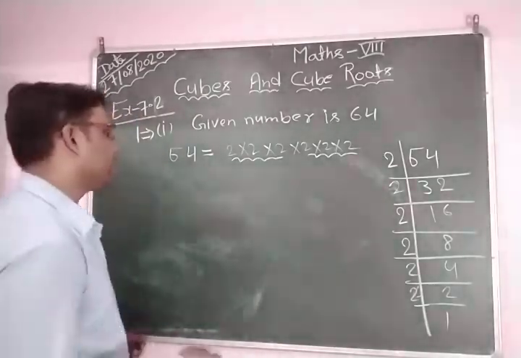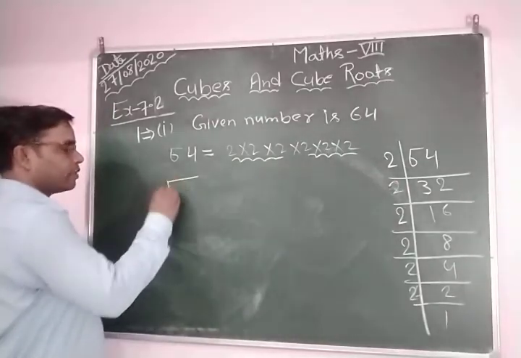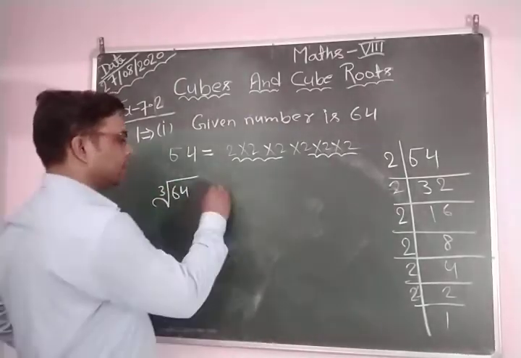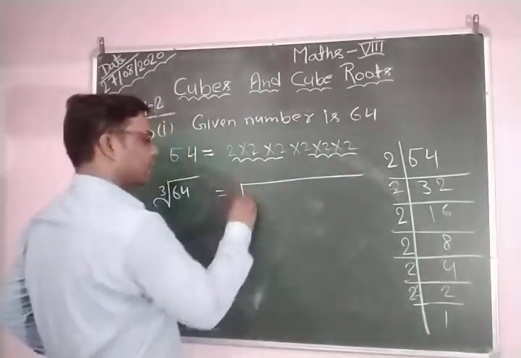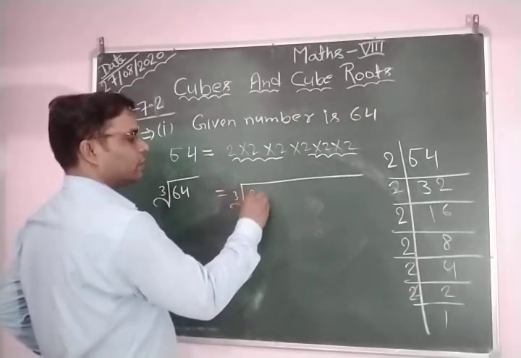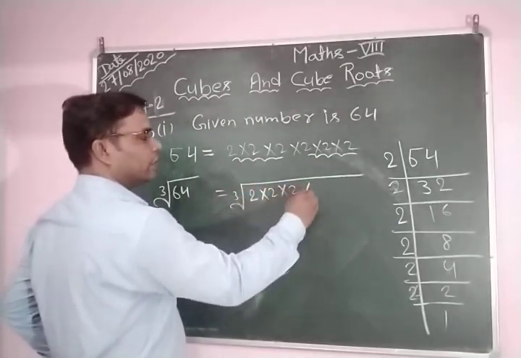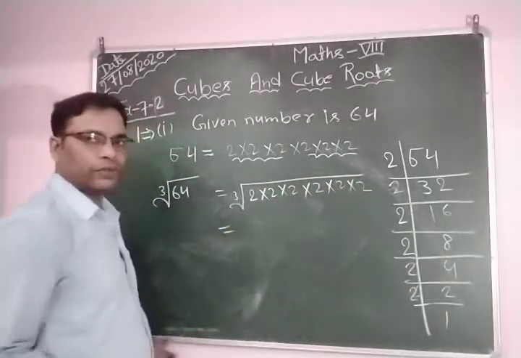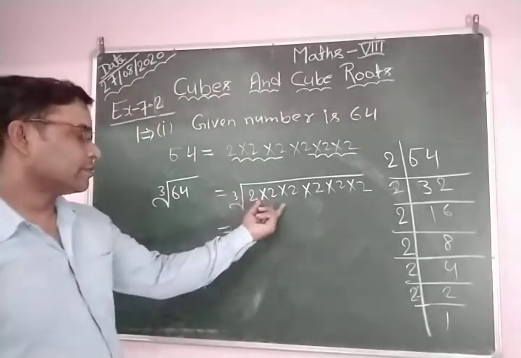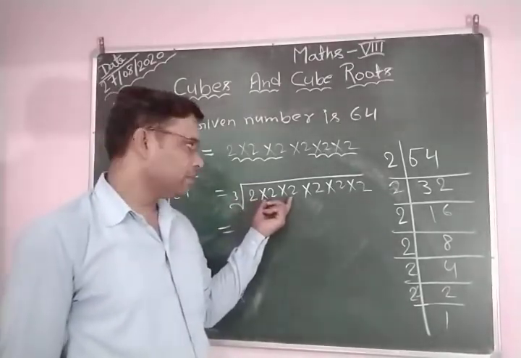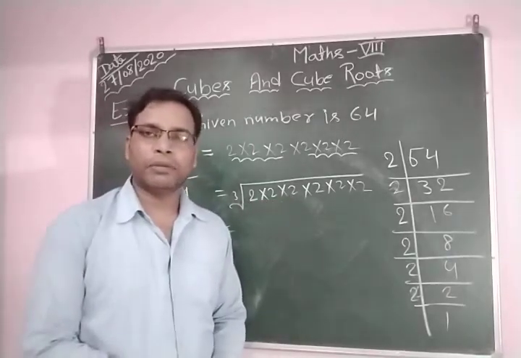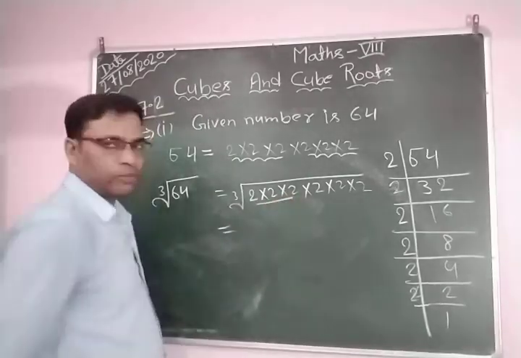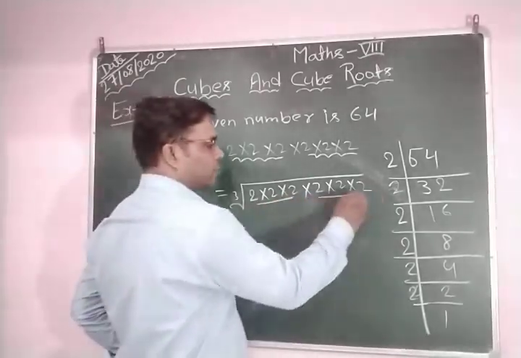So for cube root we can write here like this, cube root of 64 is equal to, you can also write the cube root of these factors 2 into 2 into 2 into 2 into 2 into 2. Okay, so here this is a group triplet of prime numbers. So we take one prime number from each group triplet. So this is one group triplet of prime number, this is the other group triplet of prime numbers.